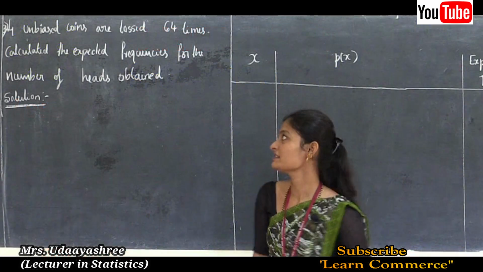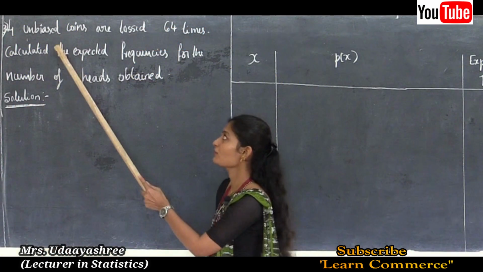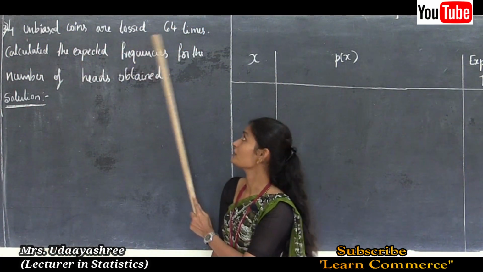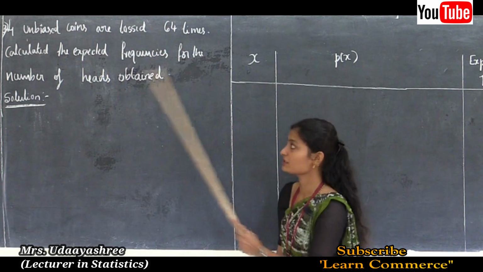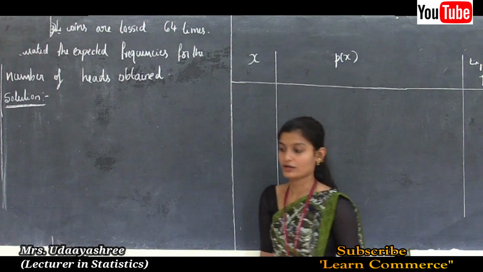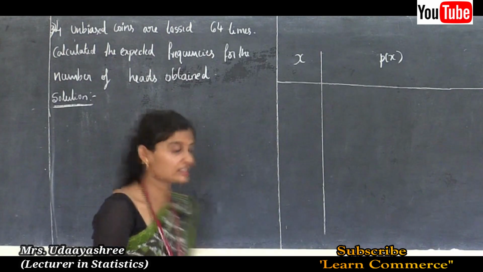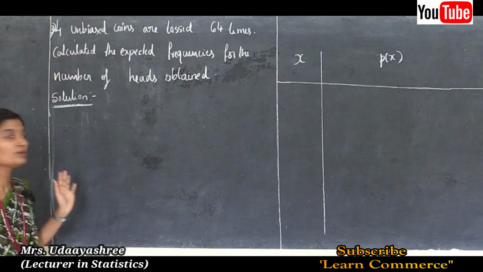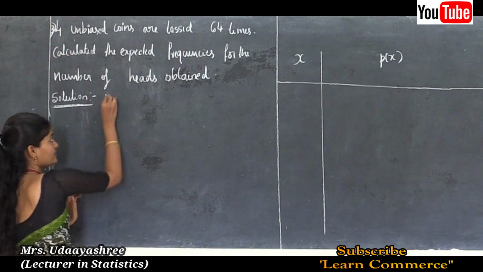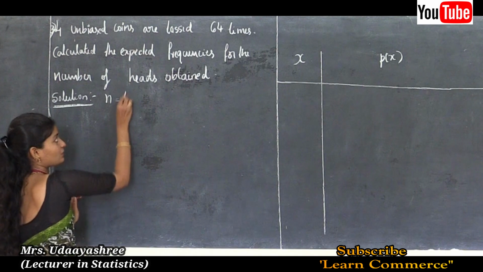Okay, next let us see the third problem: 4 unbiased coins are tossed 64 times. Calculate the expected frequencies for the number of heads obtained. Here the first given observation is 4. What is 4? 4 is the sample size, that is, small n is equal to 4.